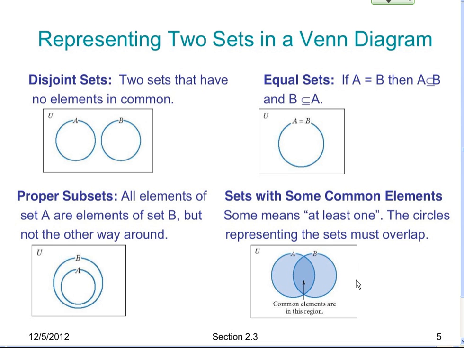Disjoint sets, those are two sets that have no elements in common. For a Venn diagram, they would look like two circles, completely separate, no overlap.